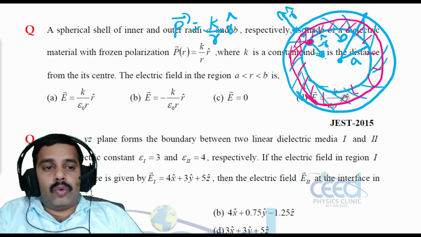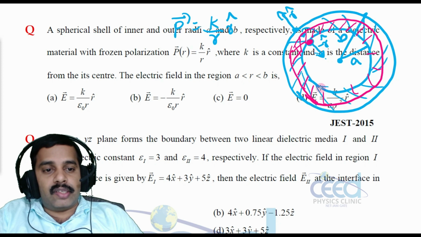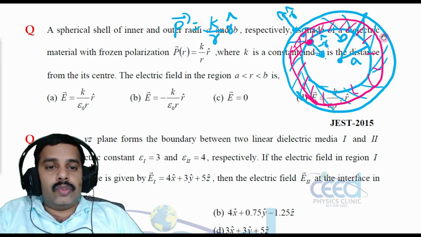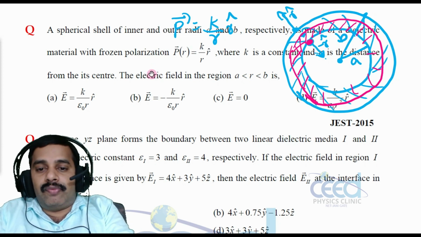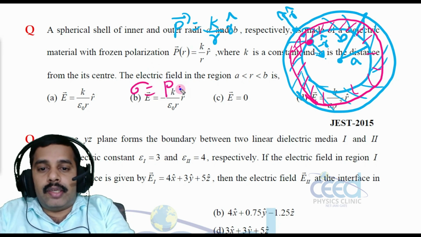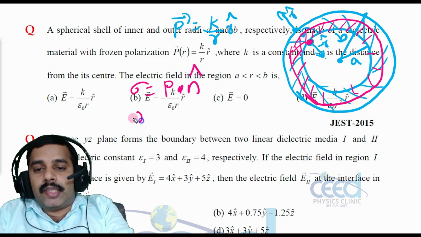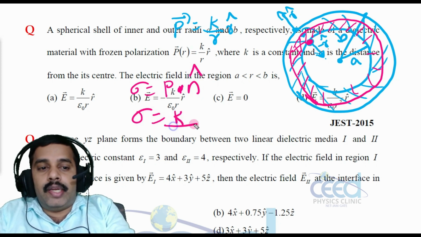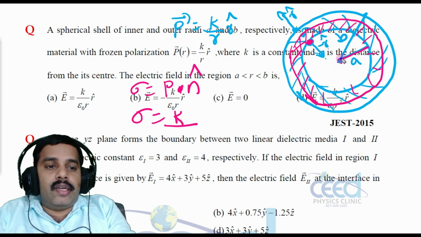So we need to find the total charge enclosed, right? What is the total charge enclosed? By polarization, we have a surface charge. There is a surface charge at the inner sphere, and at this point we have a bound charge also. So by polarization theory, let us find the surface charge density first. What is the surface charge density? Sigma is equal to P dot n cap, right? What is P? That is k by r, and here the radius is a. Here is the surface, right?